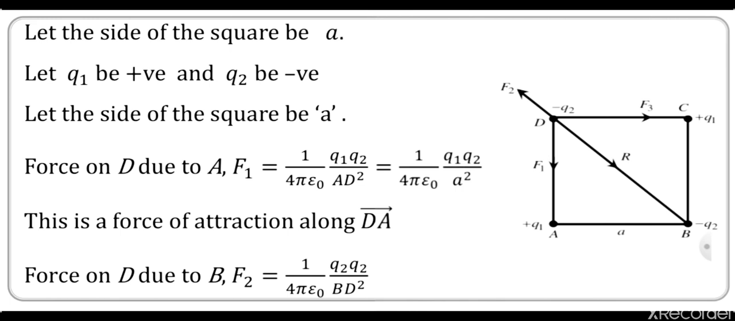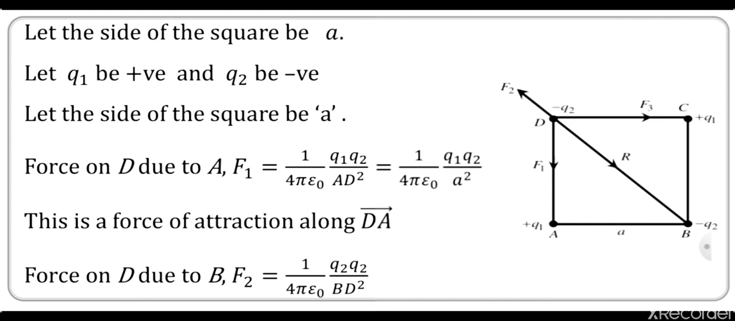Okay, the shape is a square, so let the side of the square be a, let q1 be positive and q2 be negative. Yeah, it is observed in the picture. Force on D due to A from the first charge. Force on D due to A means that is F1. So by using Coulomb's law we can give this formula, and AD squared is nothing but a squared, that is the side of the square, and this is a force of attraction along DA.